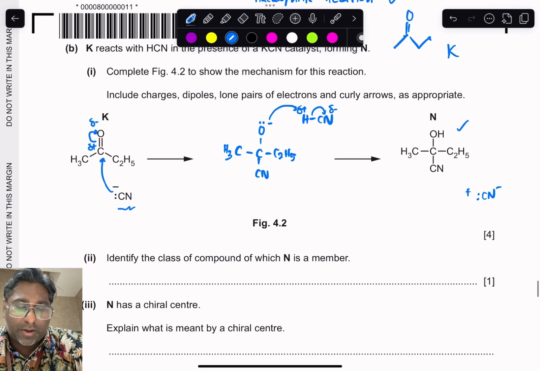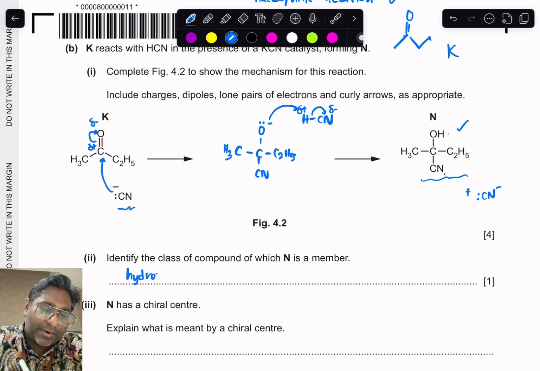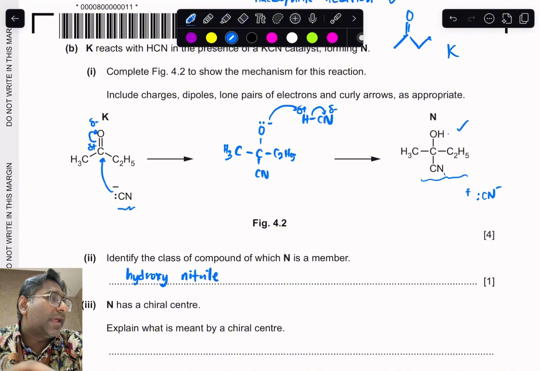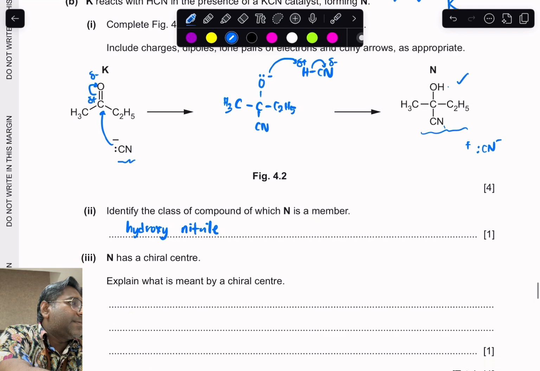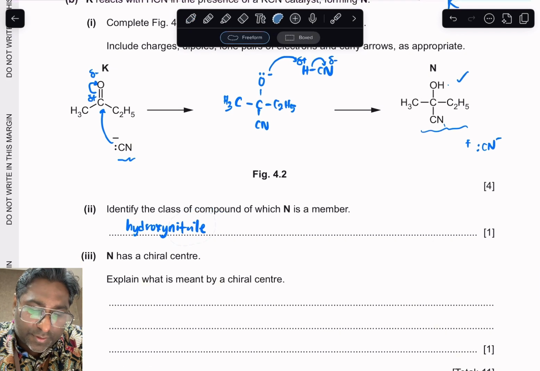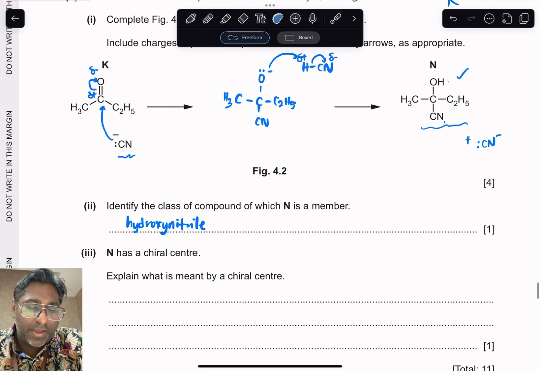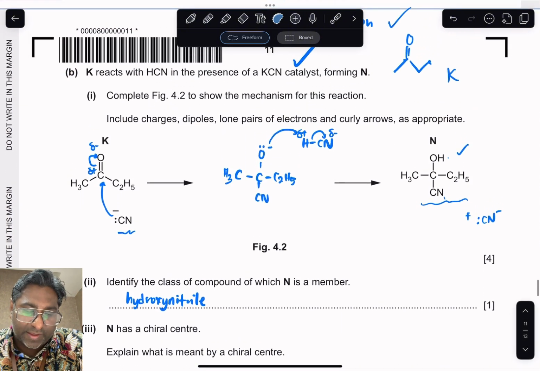Now identify the class of compound which N is a member. This is going to be hydroxynitrile. So you want to put it here, hydroxynitrile. Now N has a chiral center.